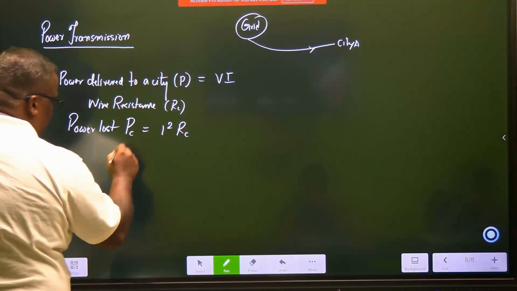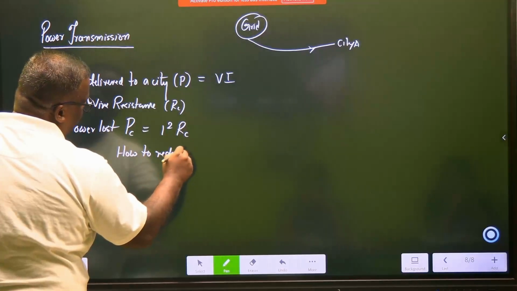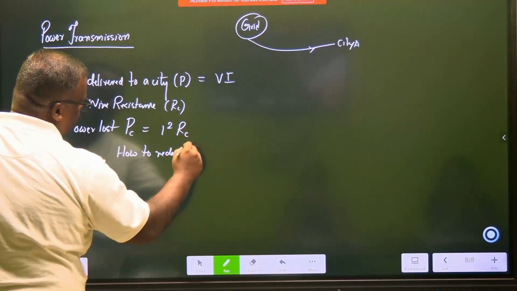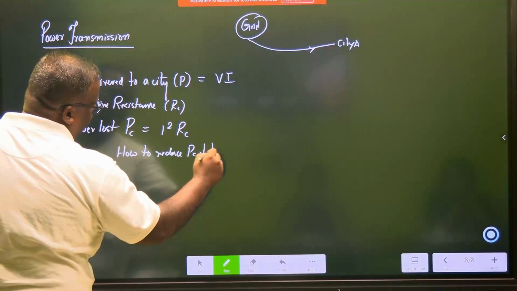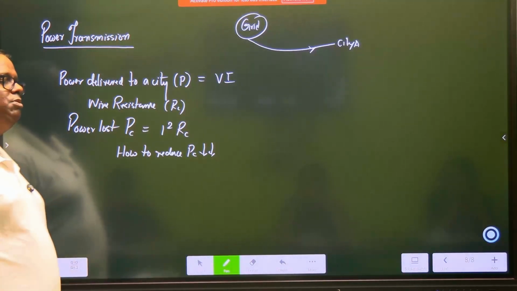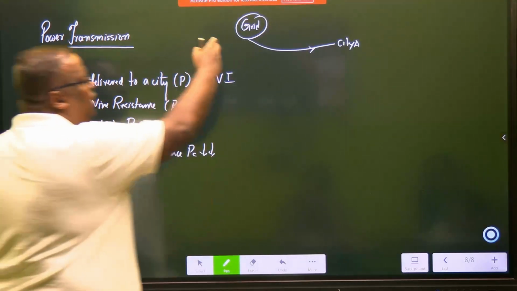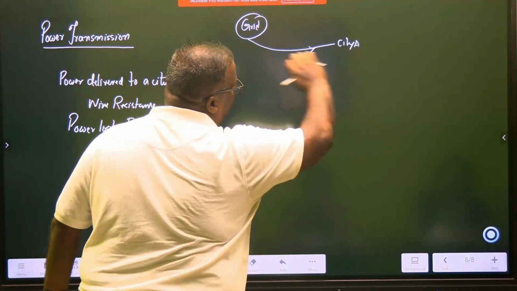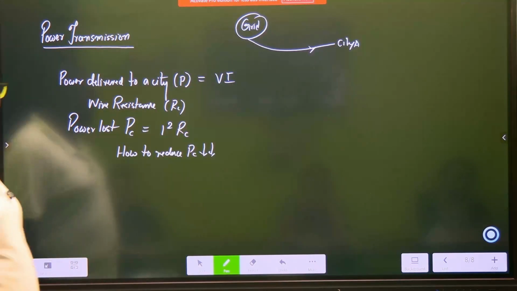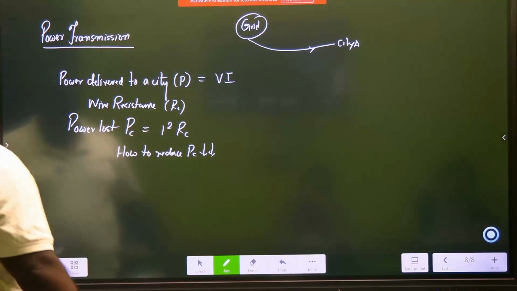Now your question is how to reduce what you call PC. Your job is to bring this loss down, because if you're transmitting, how do we transmit power? We say so many gigawatts, so many megawatts. So many megawatts are being transmitted. I'm transmitting X, I'm not getting X because there is a loss in between, and that loss is given by I square RC. So you now need to remove this.